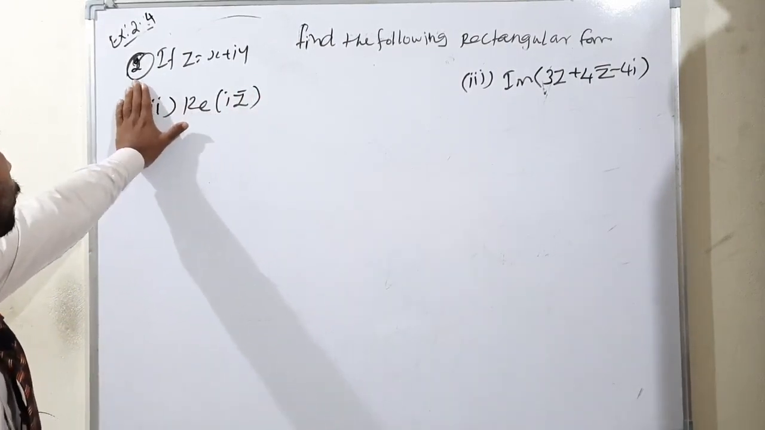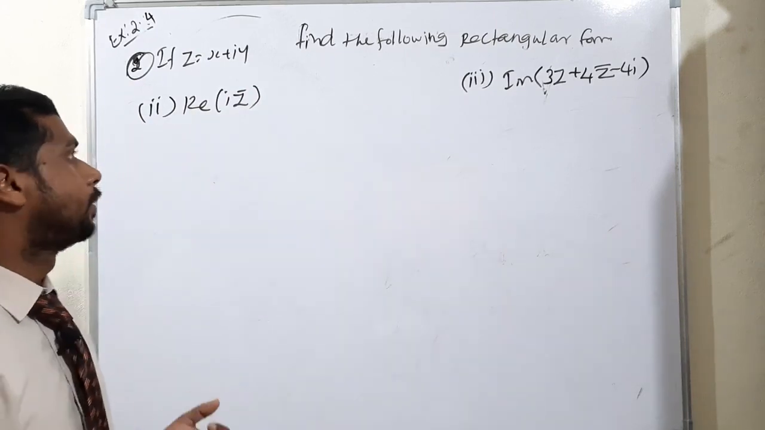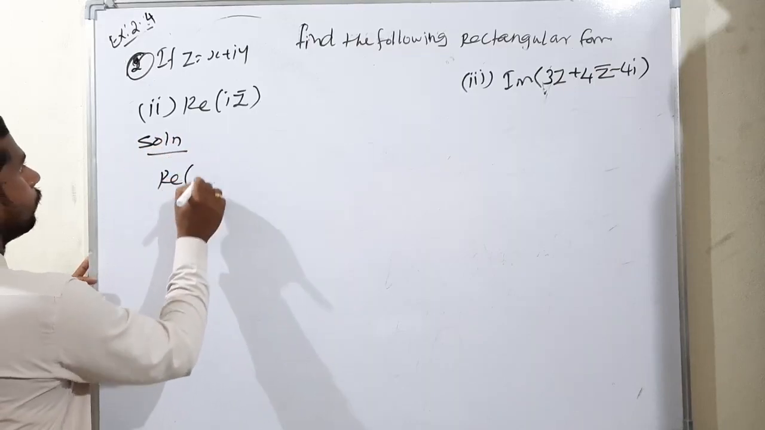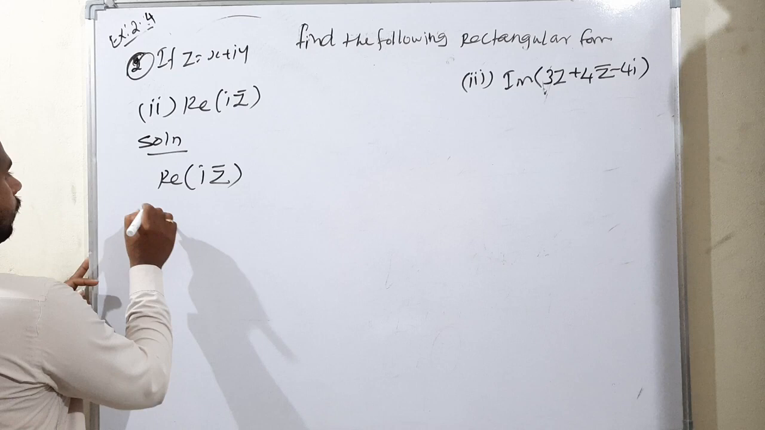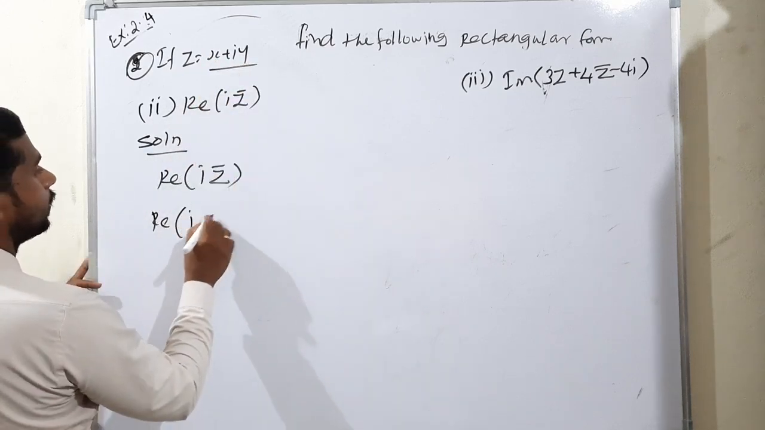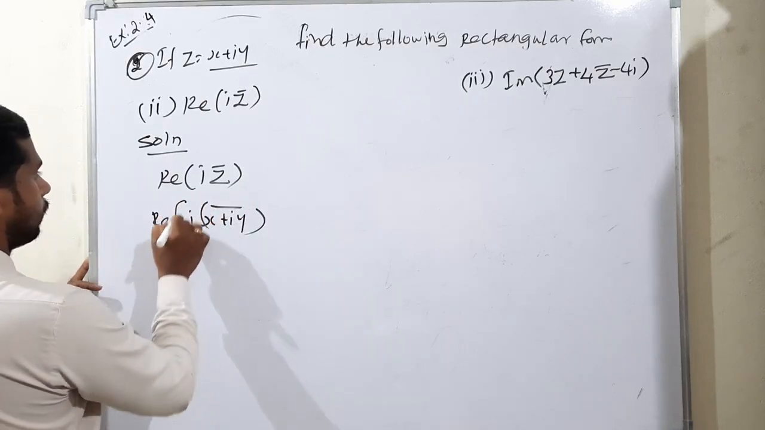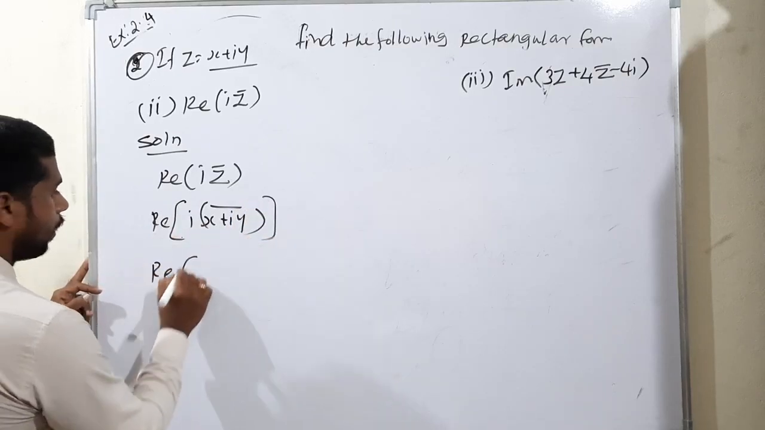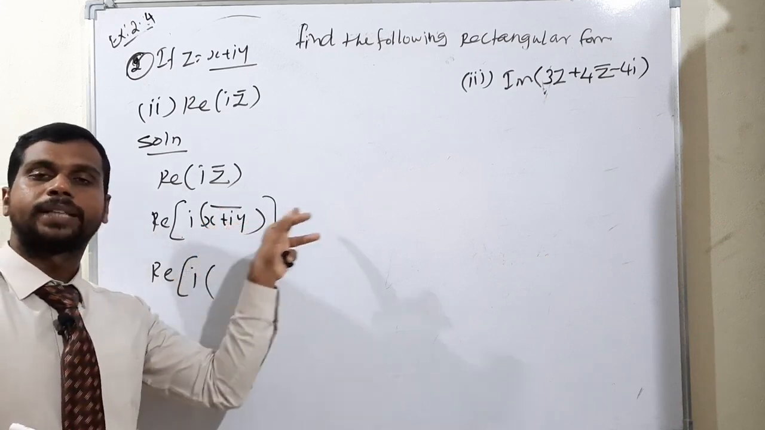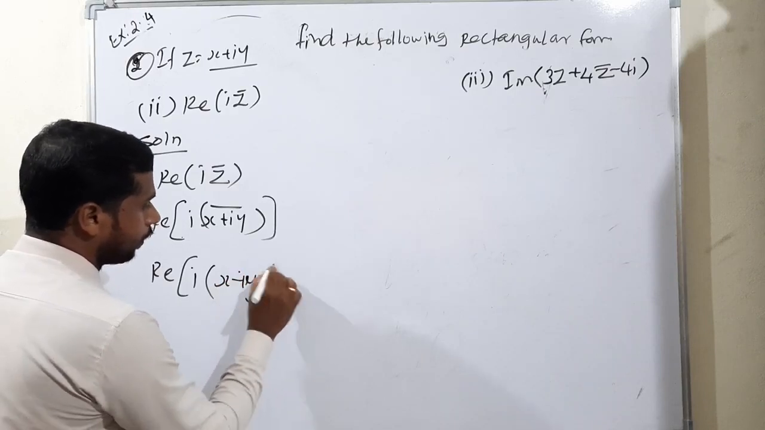Exercise 2.4, question number 2. Subdivision 1 is your homework. I will do subdivision 2 and 3. What is the question? Real of i z bar. Z is equal to the given condition, x plus iy bar. So real of i as it is. If you remove the conjugate, the imaginary term's sign will be changed. There is x plus iy, so we can write it as x minus iy.